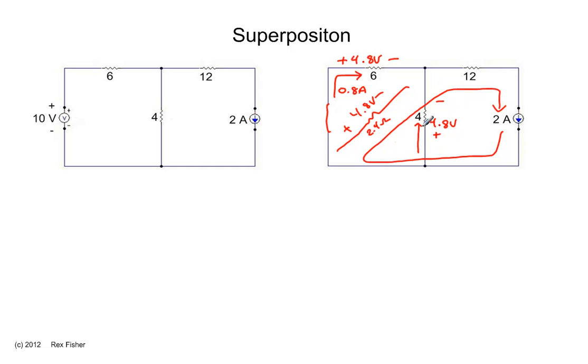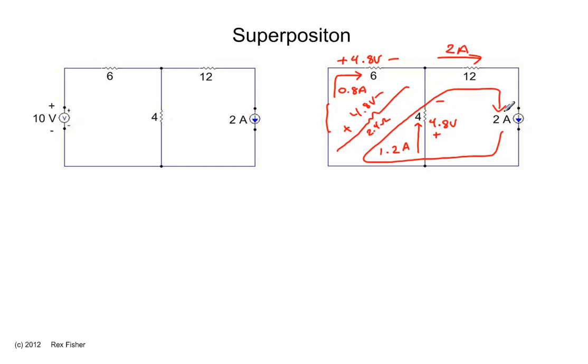The current through this resistor is going to be 4.8 volts divided by 4 ohms, or 1.2 amps. 1.2 amps flows up this way. 0.8 amps flow this way. That adds up to 2 amps flowing through that 12 ohm resistor on its way back to the current source.